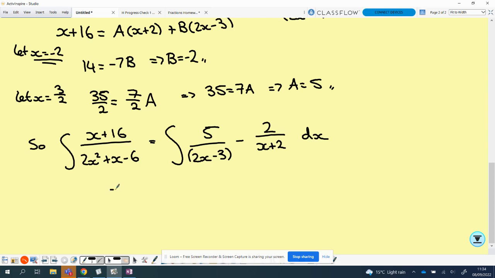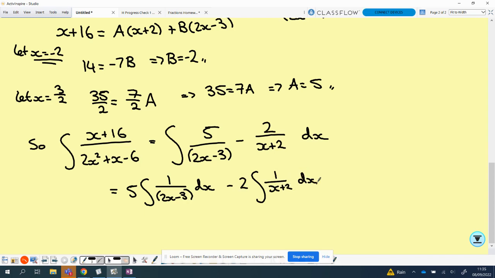So what to do always, it's always good to take a constant out, especially if it's on the top. So if I brought the 5 out, that's going to be 5 lots of the integral 1 over 2x minus 3 dx, minus, take the 2 out, the integral of x plus 2 dx.